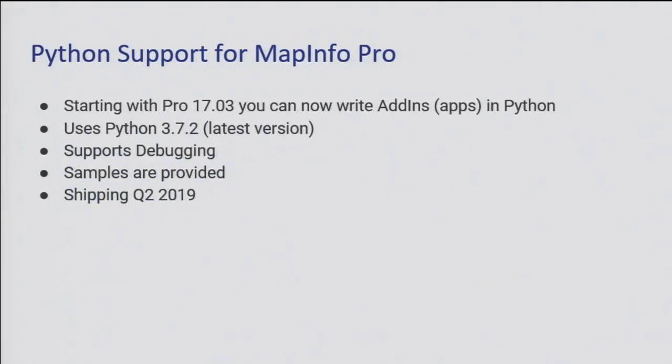In addition, we're working on adding Python app support for Pro. Previously, we had our own language called MapBasic, and we also support .NET creation of add-ins, and now we're adding support for Python. A lot of the open source community and many developers just prefer to work in Python, so that's going to be coming out next quarter. And we'll have samples on how to do it.